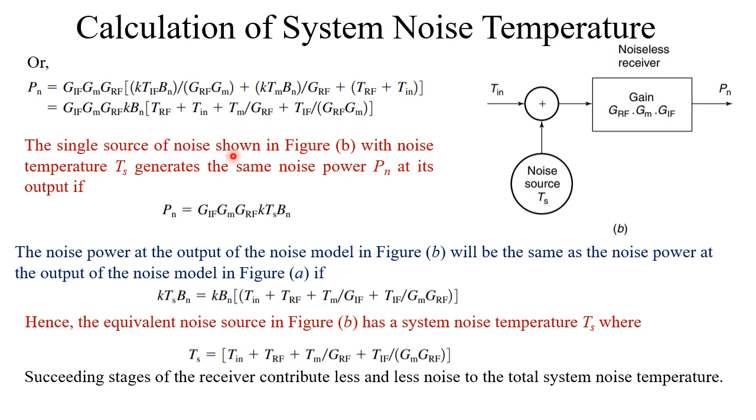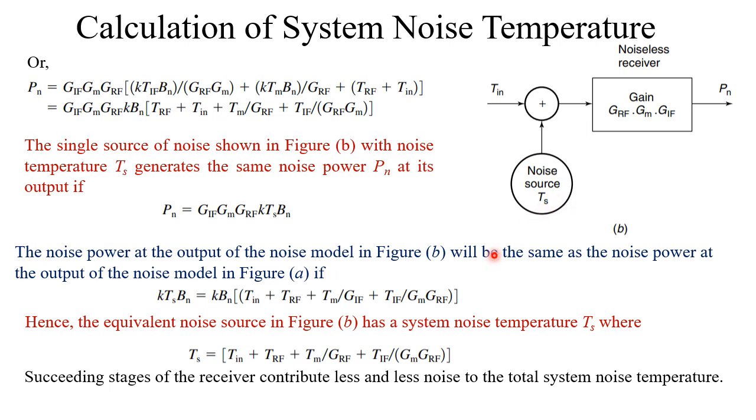So if we have a single source of noise, that means the three stages, RF stage, mixer stage, and the IF stage, are now combined to form a single stage, right? And its equivalent form will be a noiseless receiver with this gain along with a noise source. This noise source is due to the equivalent noise source. Its temperature is say Ts, noise temperature.